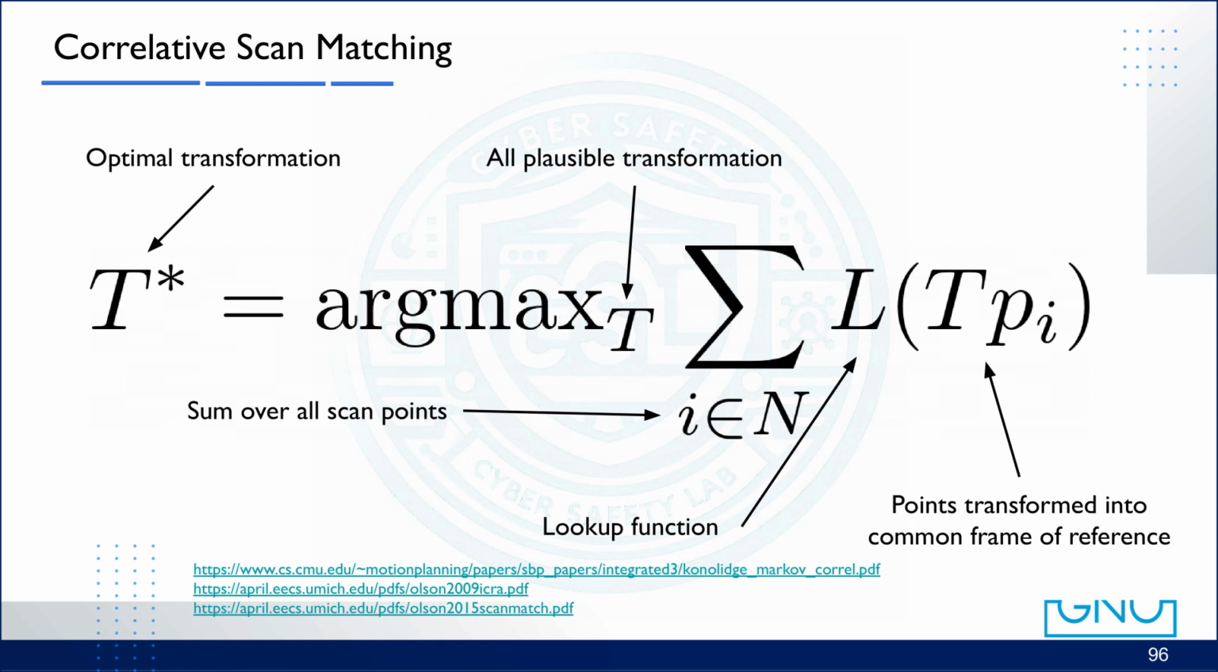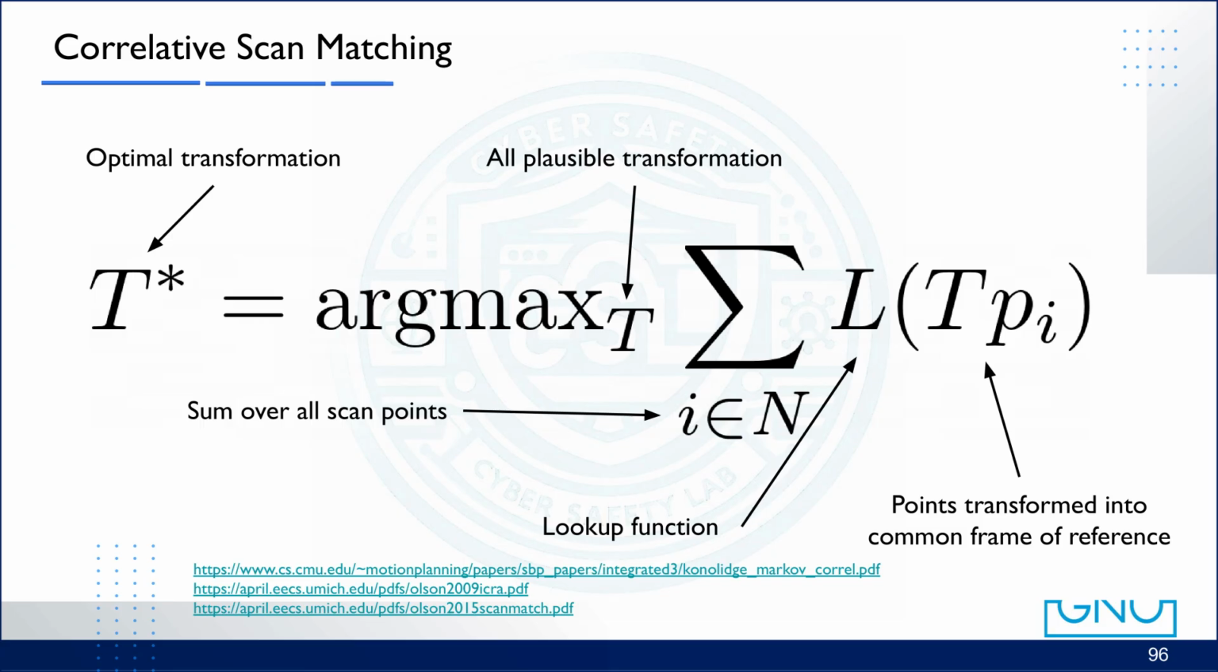This slide summarizes how correlative scan matching selects the best alignment between two scans. We aim to find the optimal transformation, denoted as T-star, that gives the best alignment. To do this, we consider a range of plausible transformations, different combinations of translation and rotation.